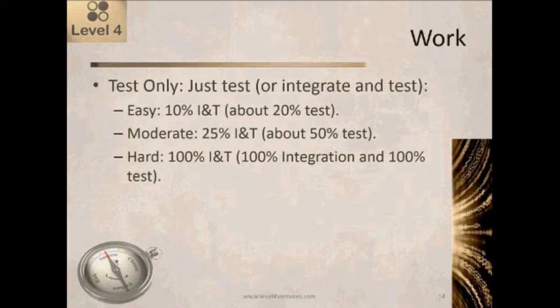Moderate, we're assuming 25% INT. What that would translate to is about half of the code will be tested. Hard, we're assuming 100% INT. And what that assumes is that we have to do not only 100% testing of the code, but we have to do 100% integration.